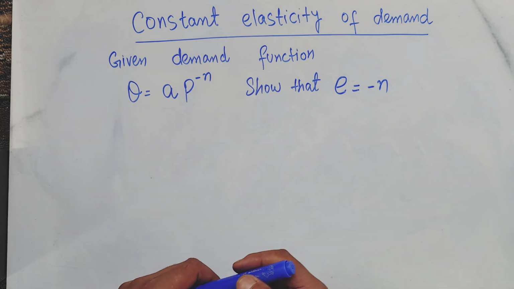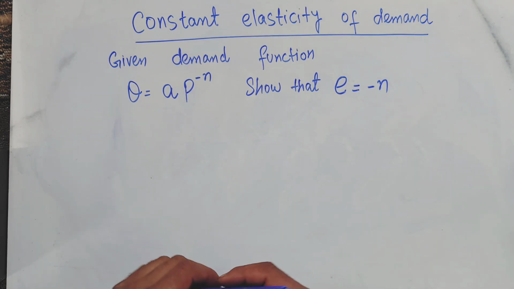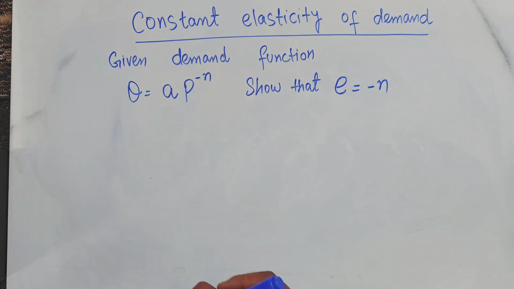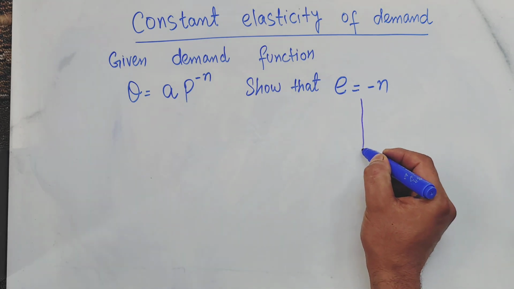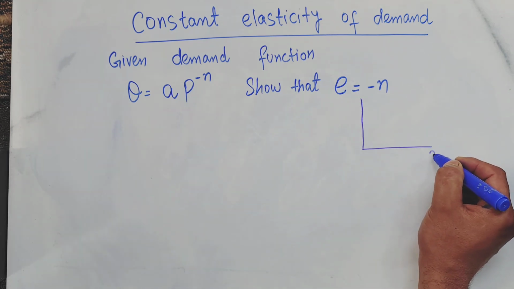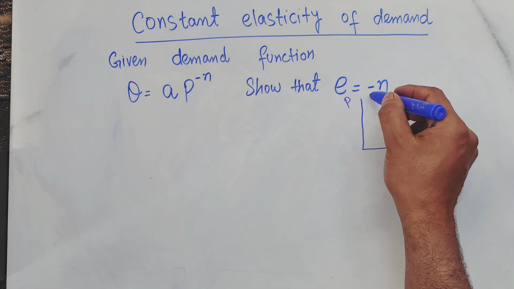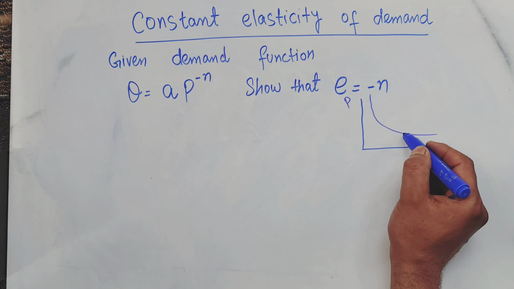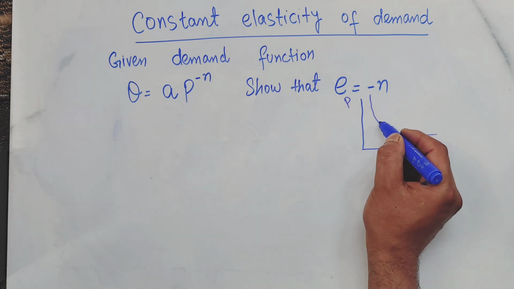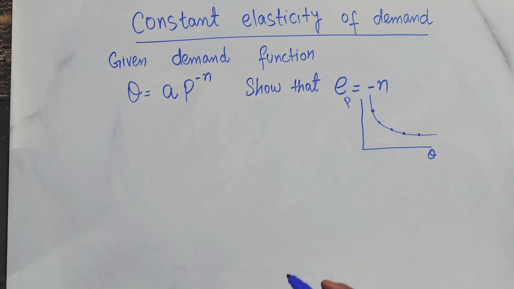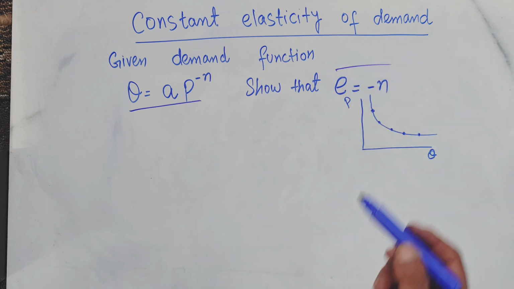By constant elasticity of demand we mean that along the demand curve the elasticity does not change. Let us say we have quantity on the horizontal axis and price on the vertical axis. If the elasticity of demand is constant at each point on this demand curve, we say it is a constant elasticity of demand function. So we have this function and we need to show that its elasticity is constant.